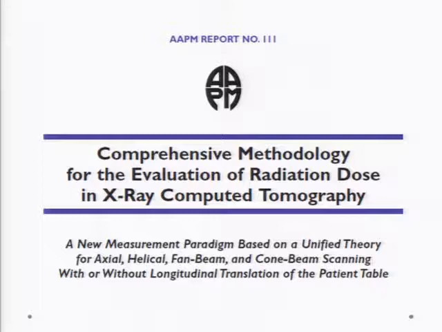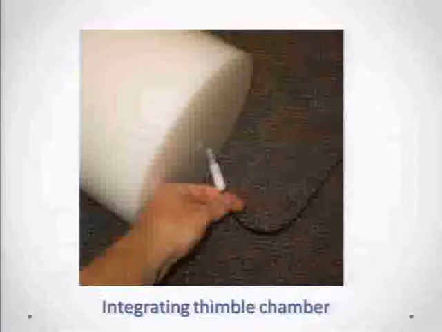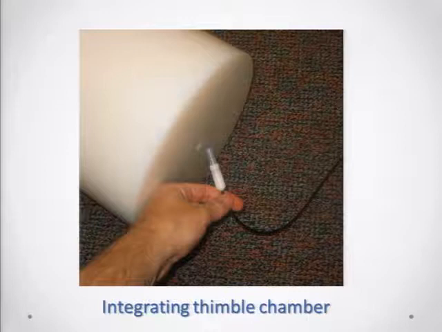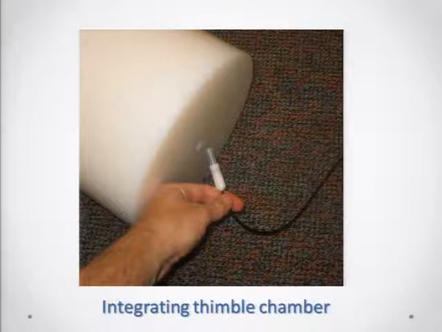I'll just point out that TG 111 preceded TG 204. I just chose to describe this in this order; it preceded it by several years, I think. And so the methodology for measuring that curve, the so-called rise to dose equilibrium curve, or H of L, uses not a 100 millimeter long chamber, but essentially a point detector. Dixon calls this a Farmer chamber, but the manufacturers prefer to call it a thimble chamber.